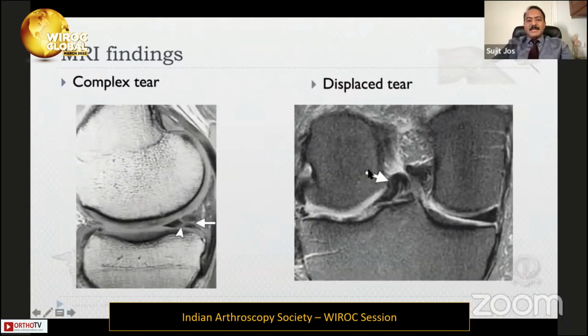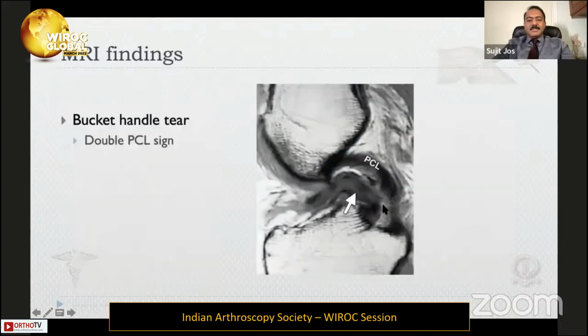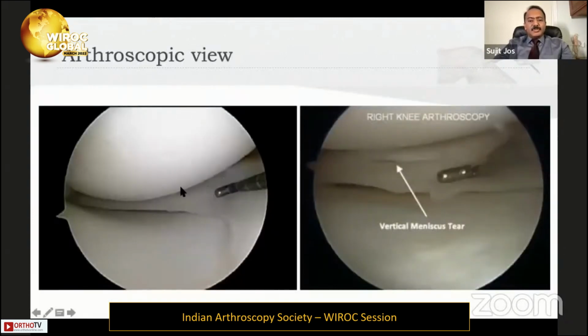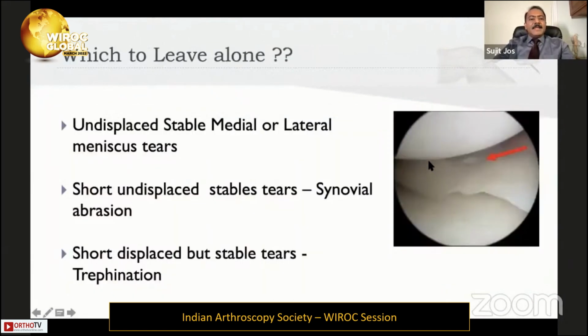That is a displaced tear, a flap which has displaced into the medial intercondylar notch side, and that's a bucket handle tear where there is a double PCL sign. So in the arthroscopic view, that is a normal meniscus, and you can see a longitudinal meniscus tear there.